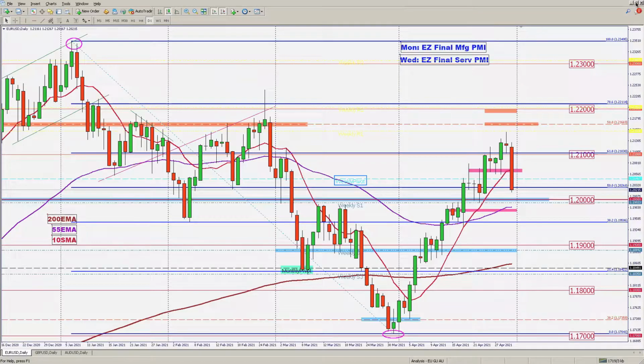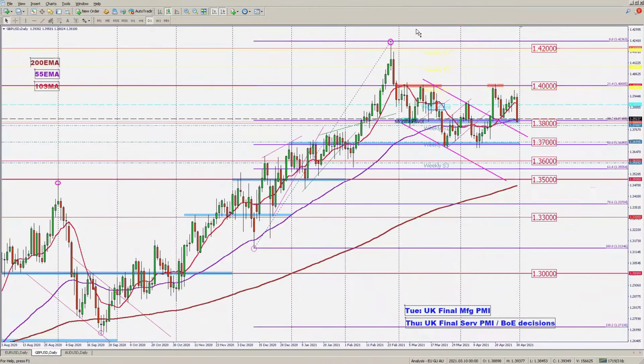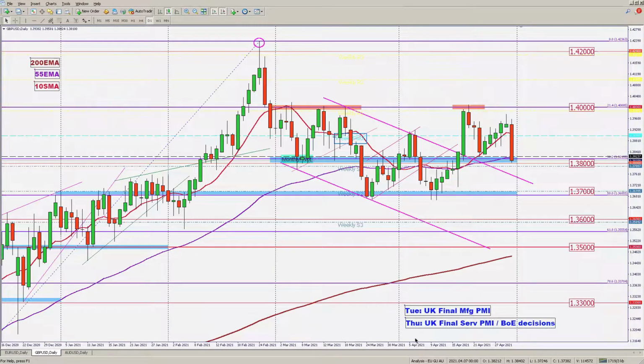Okay, let's move on to the cable. And this week, apart from the minor news like the Eurozone, Thursday is the Bank of England's turn to announce their rate and monetary policy decisions. So that is going to be a key event. And it could be preparing to move, so standby for whatever potential trigger that could bring.